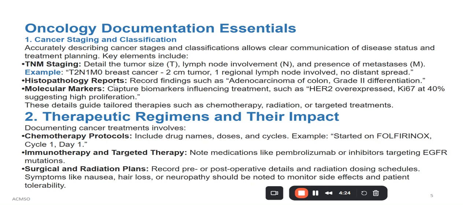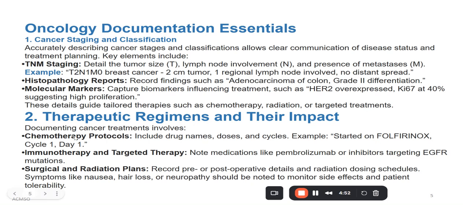Histopathology reports record findings such as adenocarcinoma of colon, grade 2 differentiation. Molecular markers capture biomarkers influencing treatment such as HER2 overexpressed, Ki67 at 40%, suggesting high proliferation. These details guide tailored therapies such as chemotherapy, radiation, or targeted treatments.